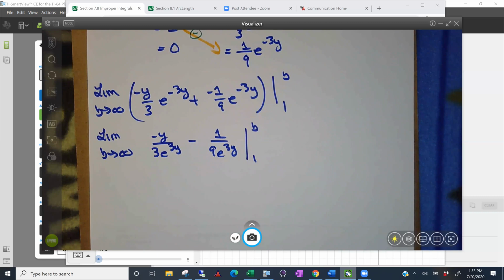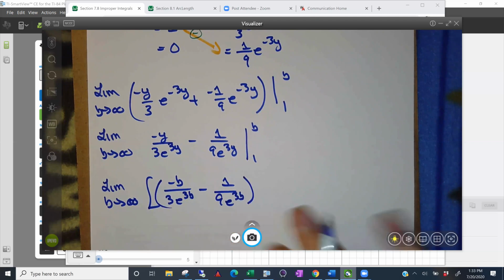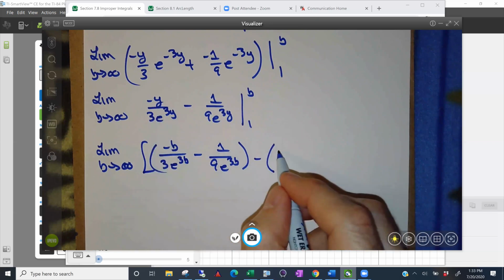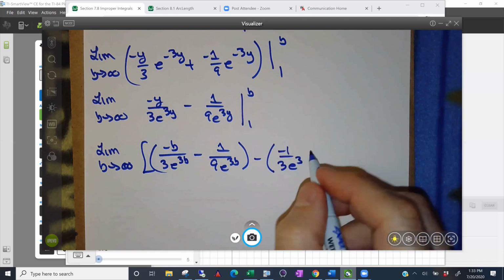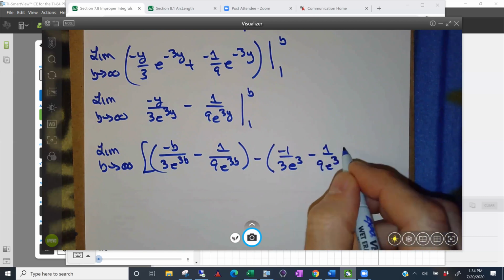I really do. Now, let's drop in our limits. This is going to be the limit as b approaches infinity of negative b over 3e to the 3b minus 1 over 9e to the 3b. Now that's at our upper limit minus at our lower limit, I'll have negative 1 over 3e to the third minus 1 over 9e to the third again.